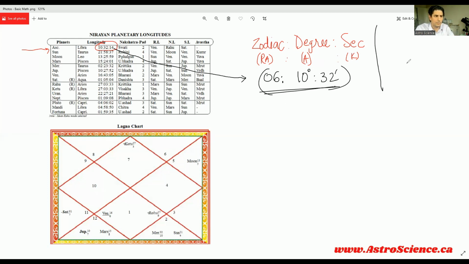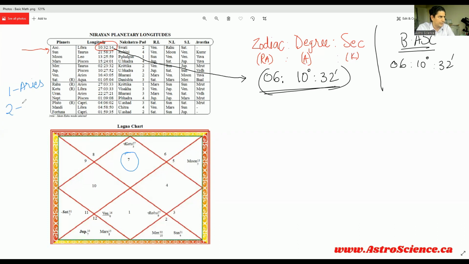This is how I would write this birth ascendant. If anyone asks me what the birth ascendant is for this specific native, I'm going to write down the birth ascendant as Libra 10 degrees and 32 kala. Now you must be thinking, I told you Libra is 7 over here. The number 7 is for the sign Libra, right? And the number 1 is for the sign Aries.